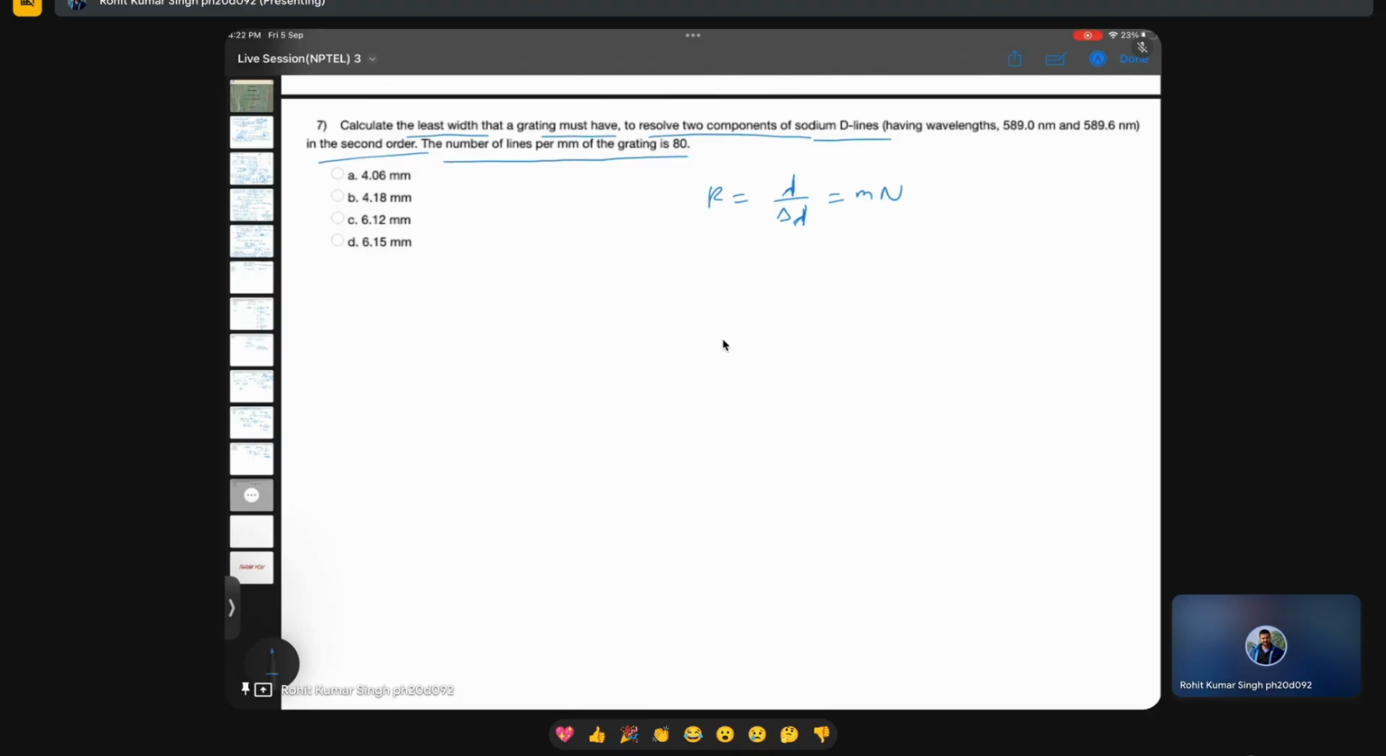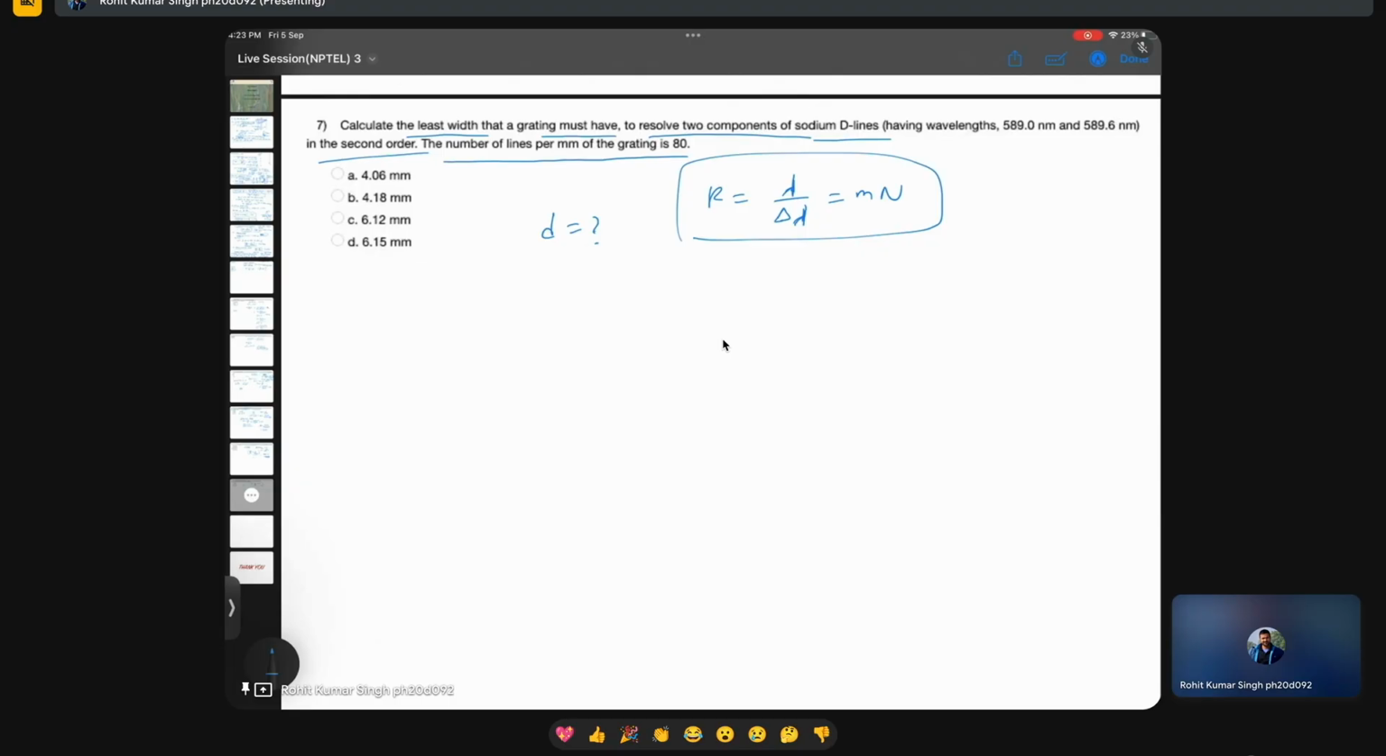So how to solve it? Any idea? So you have to find d, but that is not there in the formula. How do you find it?